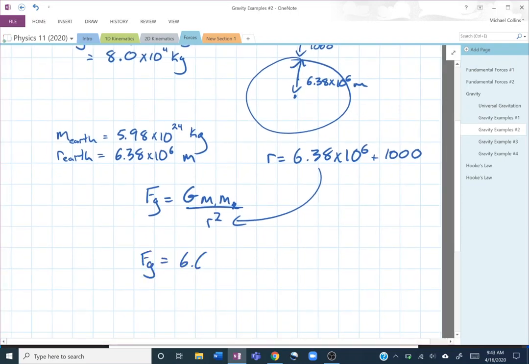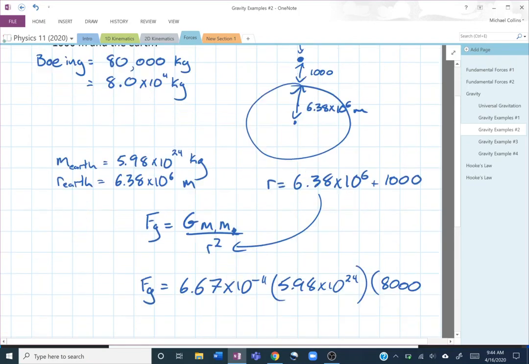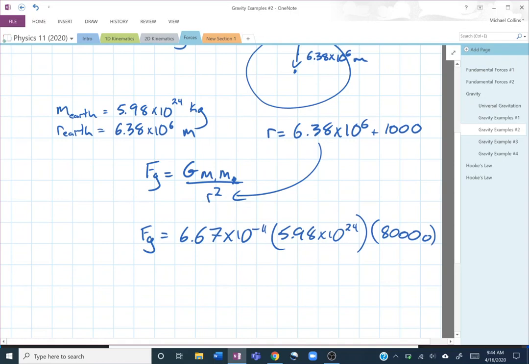Fg is equal to 6.67 times 10 to the negative 11 times one of my masses. Let's do Earth's, 5.98 times 10 to the 24 times the other one, which is 80,000, sorry. You either type that in scientific notation or not, that's up to you, divided by this 6.38 times 10 to the 6 plus the 1,000 meters of altitude. And do not forget to square that.